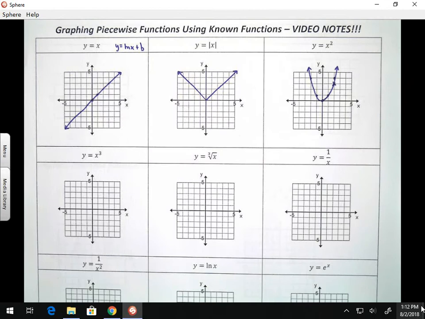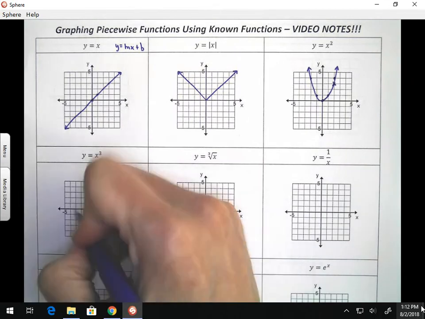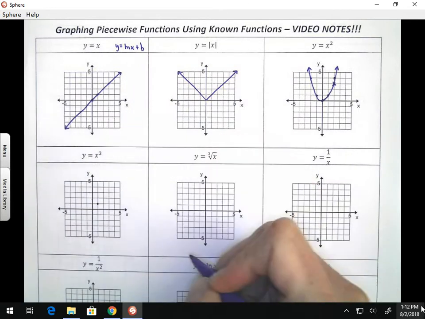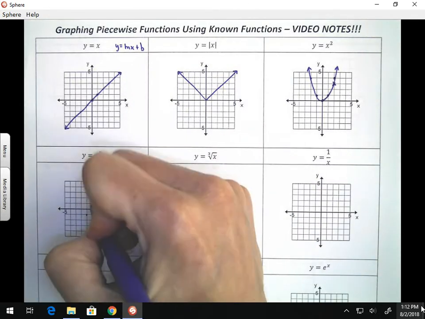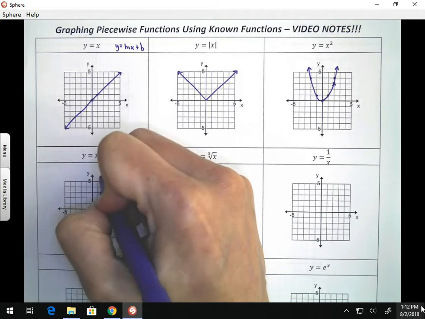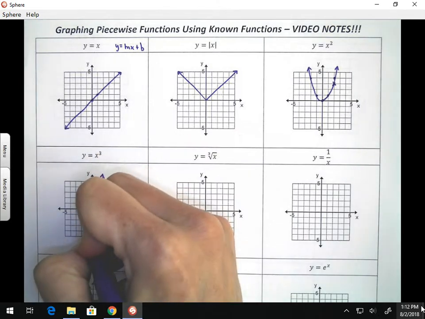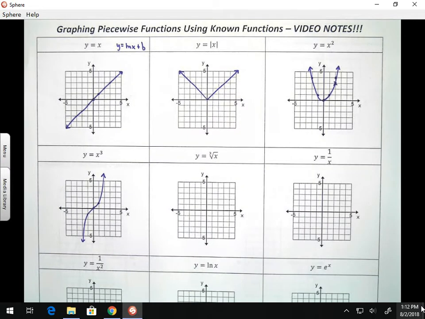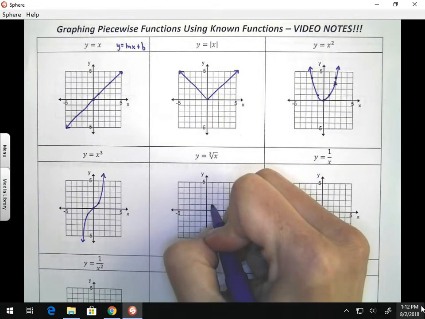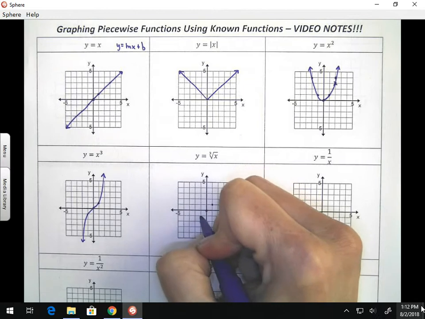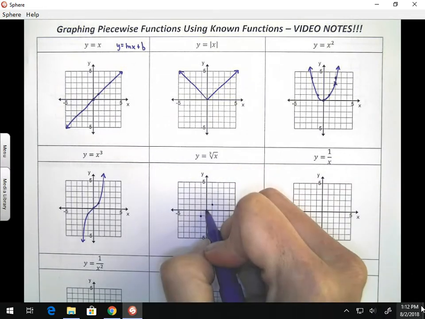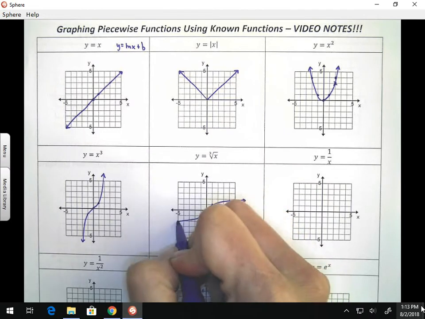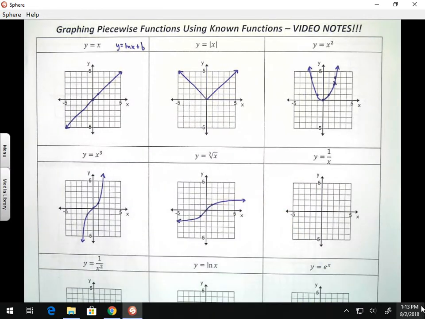Okay, now x cubed, I know I've got 1, 1, actually 2, 8 is going to go kind of off the page here. And so x cubed, what it looks like is something like this. Now, we also could look at the cube root of x. We have these same kind of points here as our anchor points, but now our graph is going to look like this. There's our cube root of x.